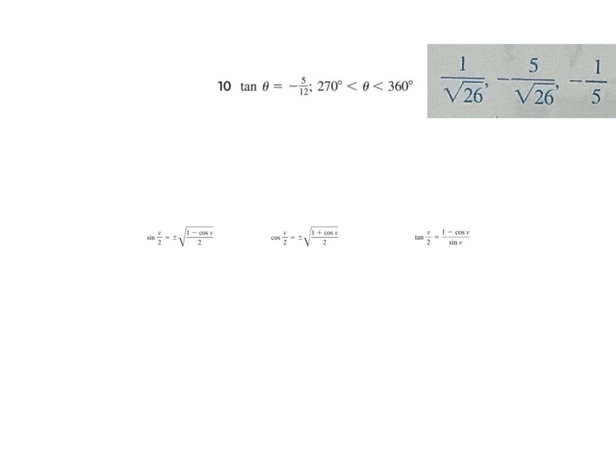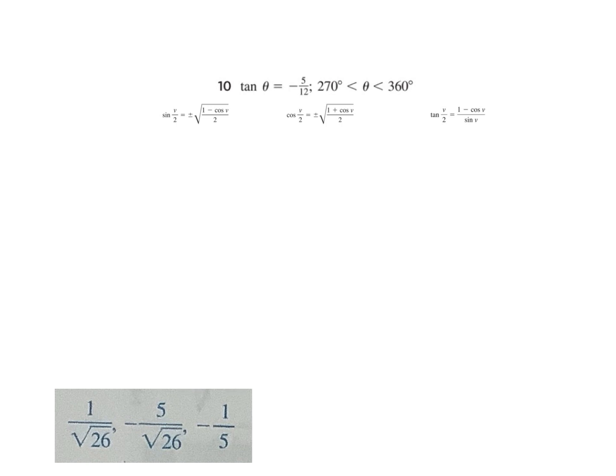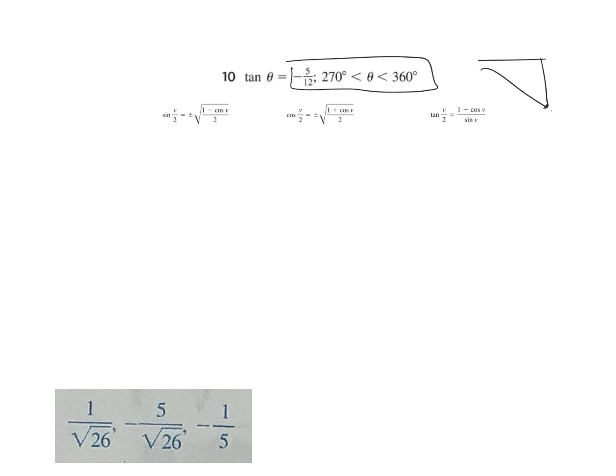All right, so let's go ahead and set everything back up again. All right, the tangent is, we are in the fourth quadrant, okay? So fourth quadrant, and this is theta. Tangent is y over x. It's negative, so y is negative and x is positive. And this is a 5, 12, 13 triangle.